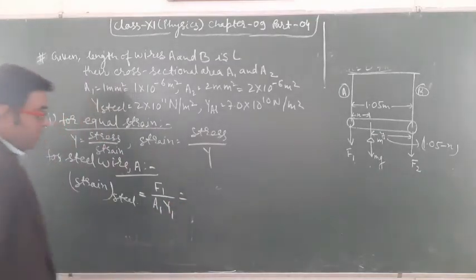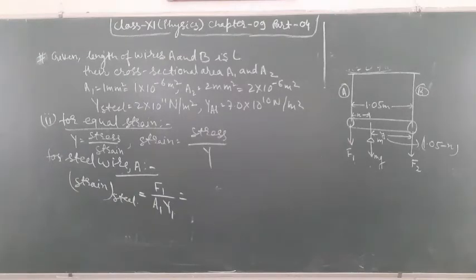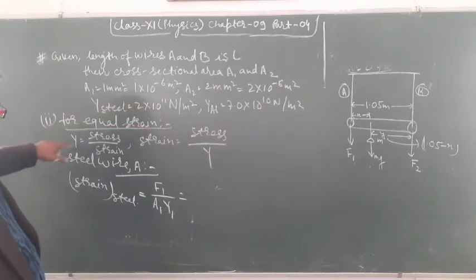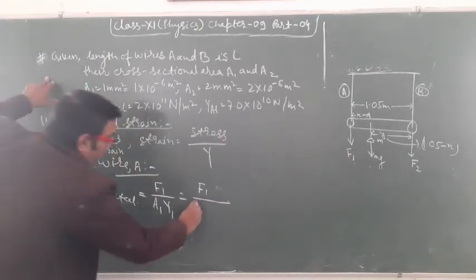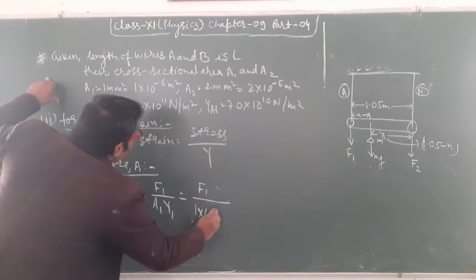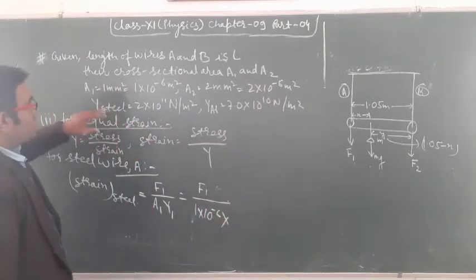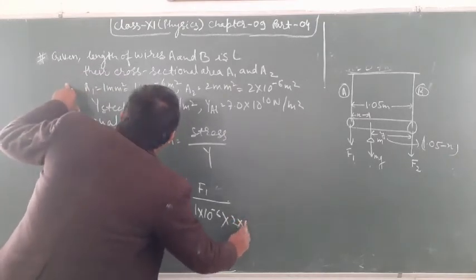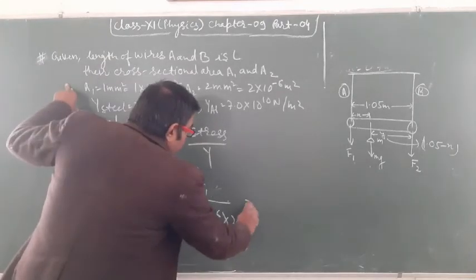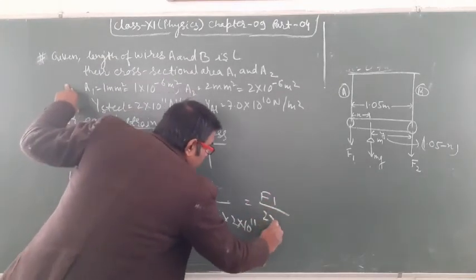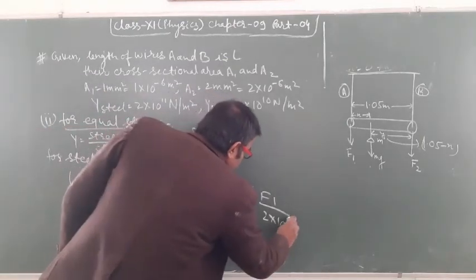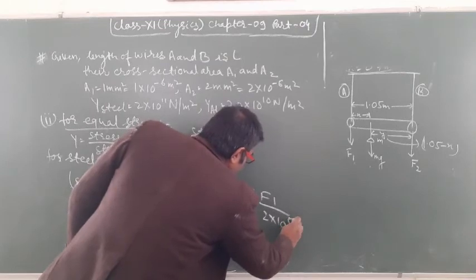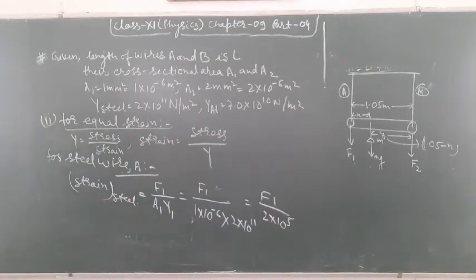So F1 for steel is given. F1 you are not knowing, na? F1 upon F2 you are knowing the ratio. So F1 upon area of steel 1.1 into 10 to the power minus 6 into Young's modulus 2 into 10 to the power 11, and it is equal to F1 upon 2 into 10 to the power 5.